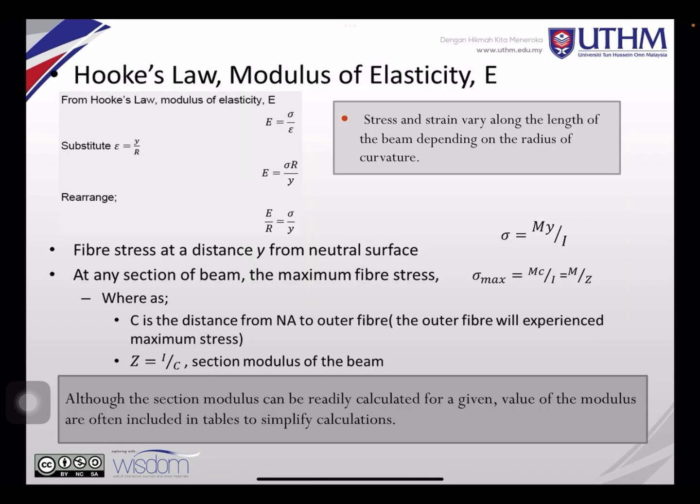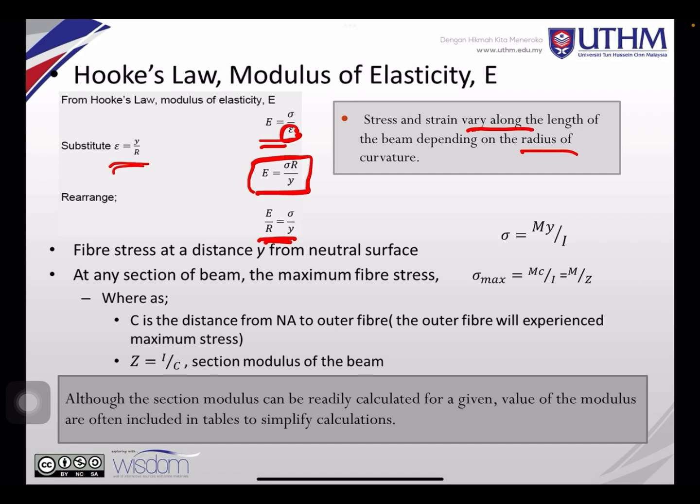Okay, Hooke's law, the modulus of elasticity. Stress and strain vary along the length of the beam depending on the radius of curvature. You know that E is stress over strain. Substituting, strain is equal to Y over R from the previous result. So E is equal to stress times R over Y. When you rearrange, you get E over R is equal to stress over Y.